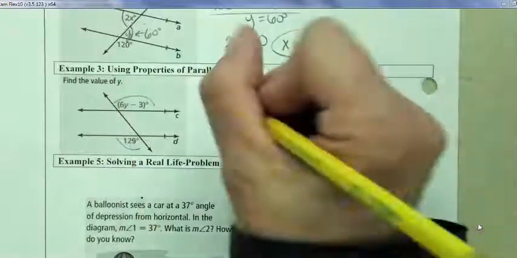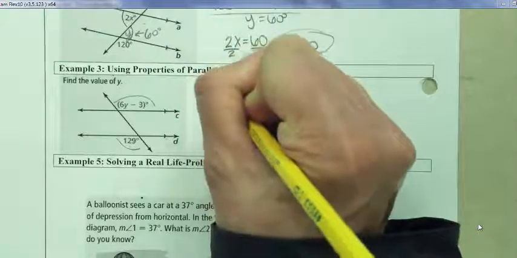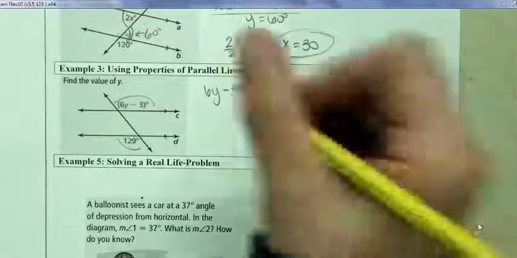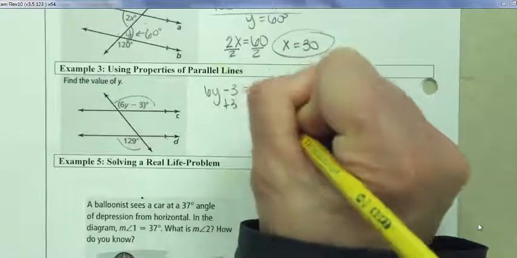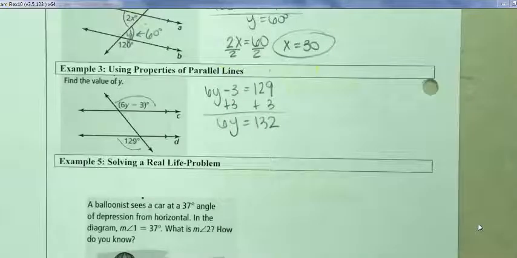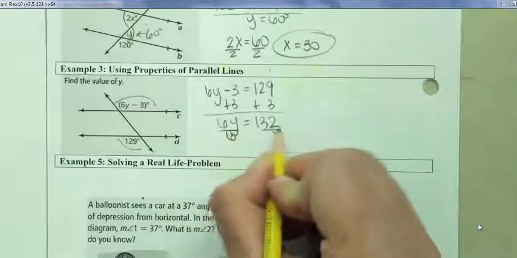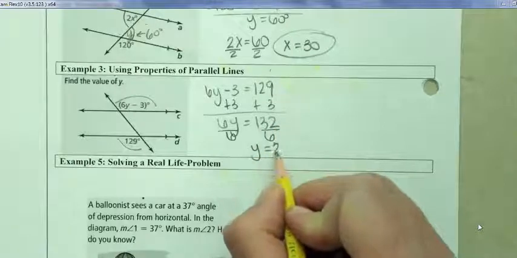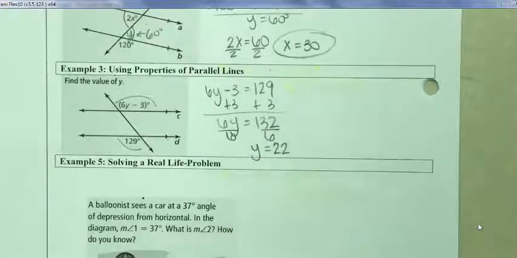So I can set up a quick equation that says, well, 6y minus 3 equals 129 degrees. And then I'll just go ahead and solve. So 6y equals 132. Divide both sides by 6. Y is going to go into 22 times. And I solved for y.